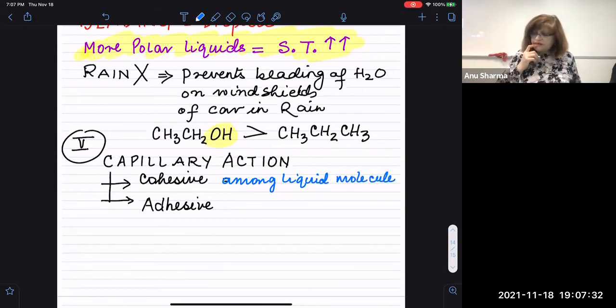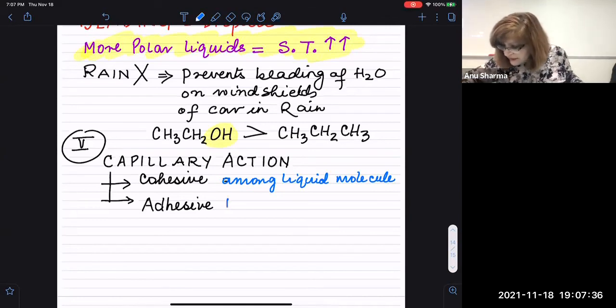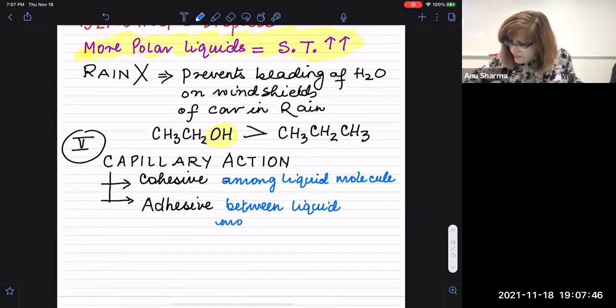They stick to each other. Okay. But adhesive is between the liquid molecules and the container. Adhesive, like a glue, between liquid molecules and the container.